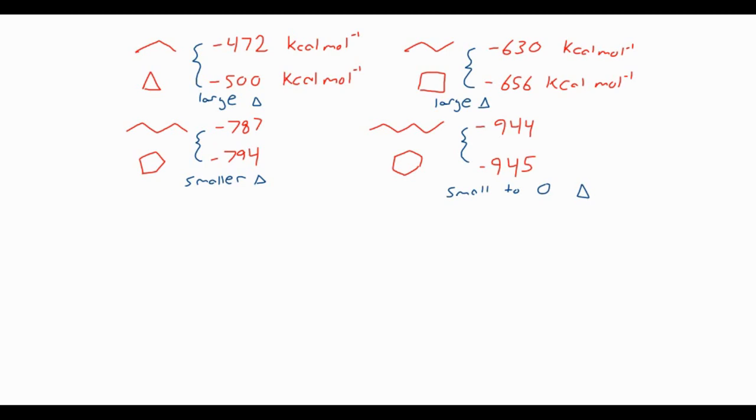When there's a big difference between the straight chain analog, for example propane, this 3-carbon compound, and the 3-membered ring, cyclopropane, there's such a large difference that we can tell that much ring strain exists. Big difference in delta H of combustion will usually signify ring strain.